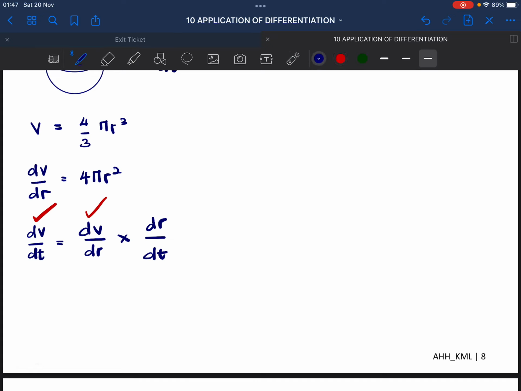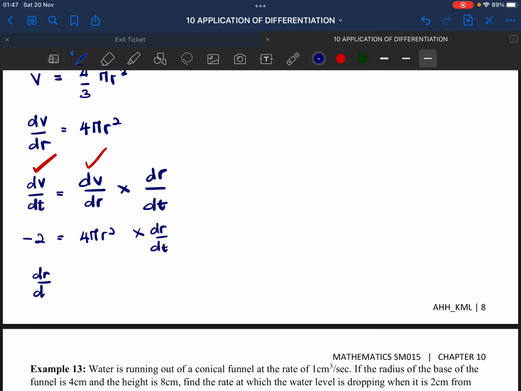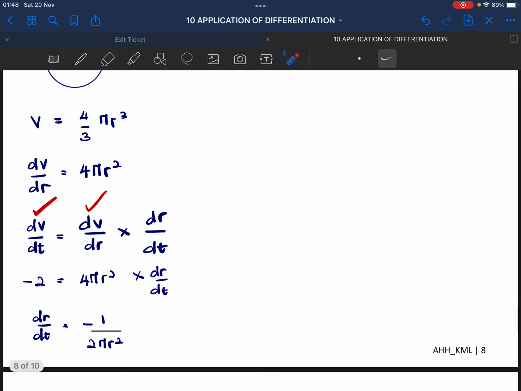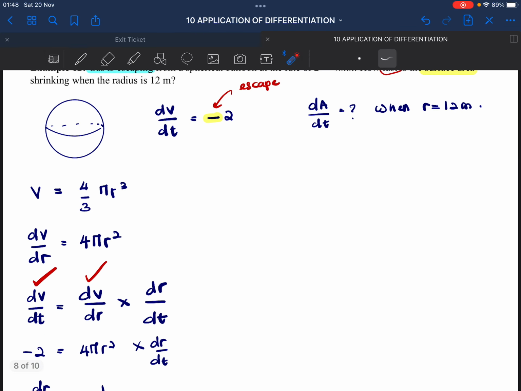Here dv over dt is given in the question as negative 2. dv over dr is 4 pi r square, multiplied by dr over dt. Now we can simplify. Our dr over dt is equal to negative 2 over 4 pi r square, which is negative 1 over 2 pi r square. We don't want to find dr over dt, we want to find dA over dt. So we can use this to help us find dA over dt. Obviously, you have to write your formula for the area.